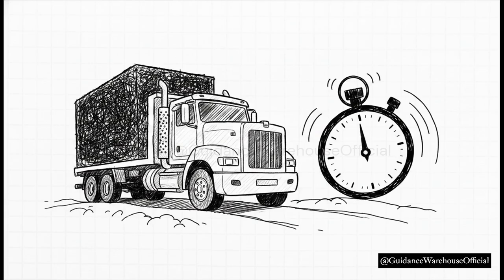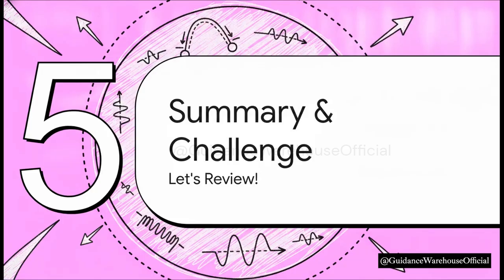If you said heavily loaded, you are exactly right. A slower bounce means a longer period of oscillation. And looking back at our rules, we know for sure that a larger mass creates a longer period. See? Our formula works brilliantly out there in the real world. Section 5. Summary and Final Challenge.